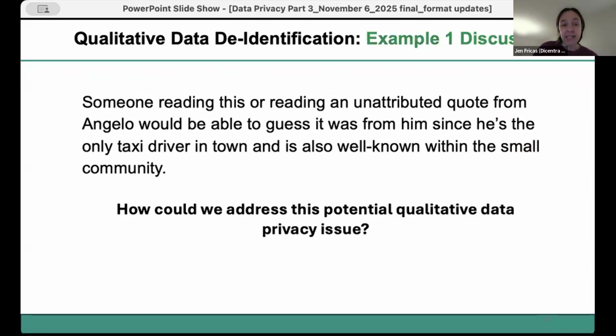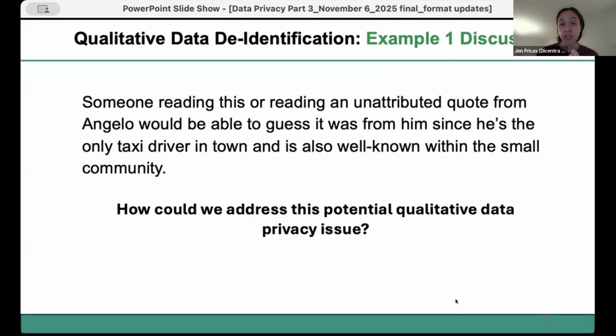So in this case, with Angelo, the taxi driver, someone reading this information about how elderly people are not often able to enter facilities because they're not accessible, or reading even an unattributed quote that doesn't have Angelo's name or information on it, may be able to guess that it is from Angelo. Because he's the only taxi driver in the town, and he is also really well known within the small community because of being a taxi driver, but also because he takes people to their appointments as a volunteer to help out. So how can we potentially address this data privacy issue?